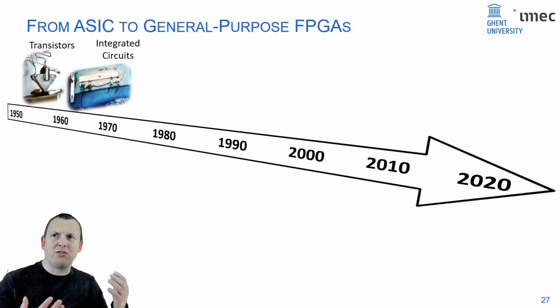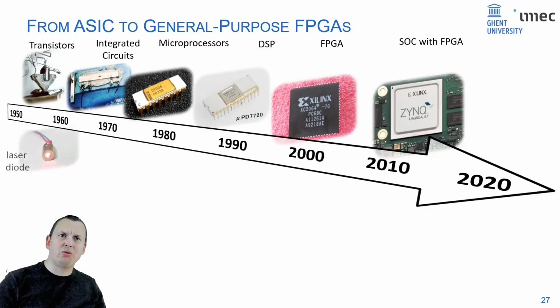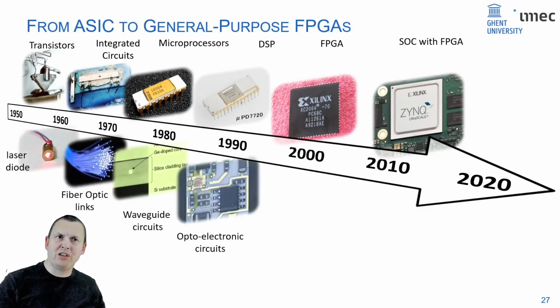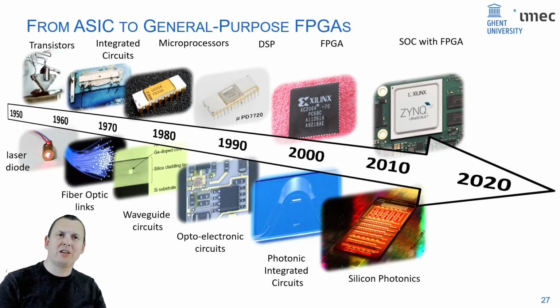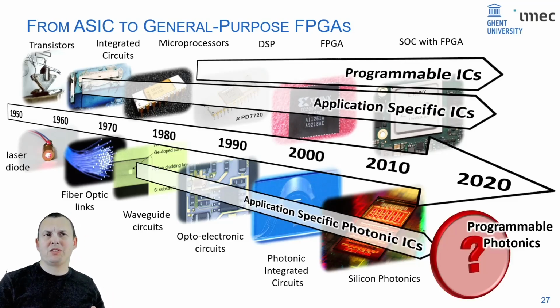If you look at the evolution of electronics and electronic chips, they started out with very simple transistors, but today you can buy very complex microprocessors and field programmable gate arrays, FPGAs. Photonics has gone through a similar evolution and has grown in complexity, so we now see very complex silicon photonics. But unlike electronics, where you have both application-specific chips and programmable ICs, in photonics all the chips are application-specific. We don't have programmable photonics today that you can buy for rapid prototyping.